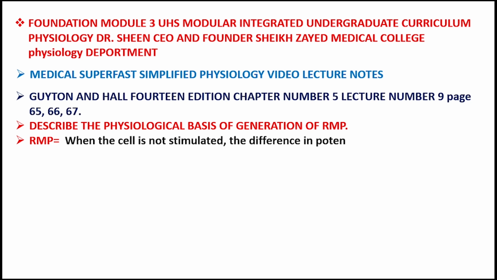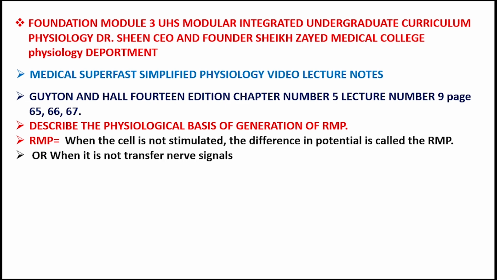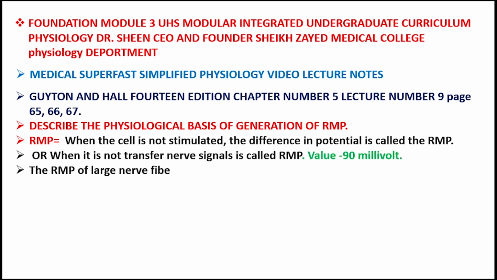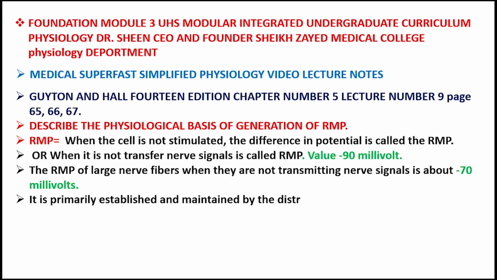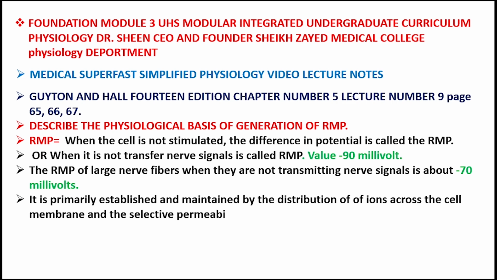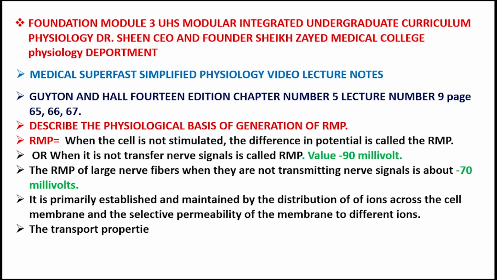RMP: when the cell is not stimulated, the difference in potential is called the RMP, or when it is not transferring nerve signals. Value: minus 90 millivolts. The RMP of large nerve fibers when they are not transmitting nerve signals is about minus 70 millivolts. It is primarily established and maintained by the distribution of ions across the cell membrane and the selective permeability of the membrane to different ions.